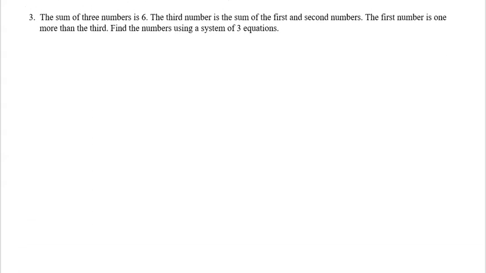All right, so for number 3, this is a system of 3 equations, 3 variables. Okay, so we're supposed to find these 3 numbers using a system of 3 equations. Well, if I'm going to have 3 equations, that means I'm going to have 3 variables. So x is going to represent the first number, y will be the second number, z is going to be the third.